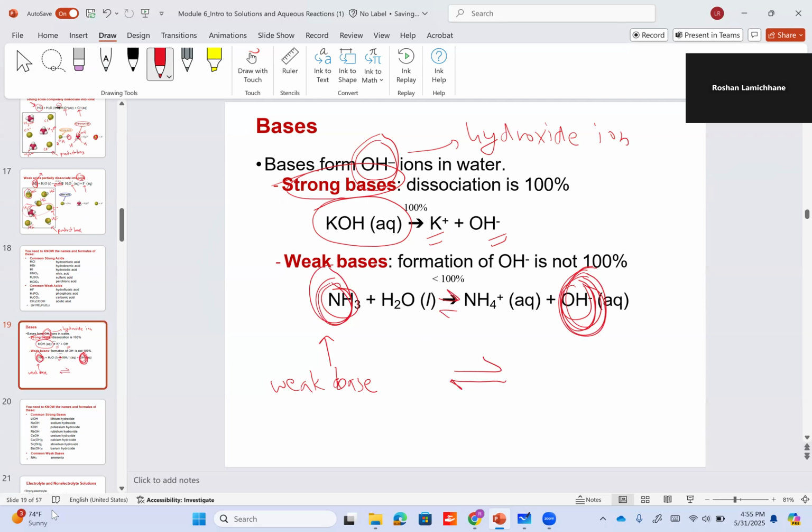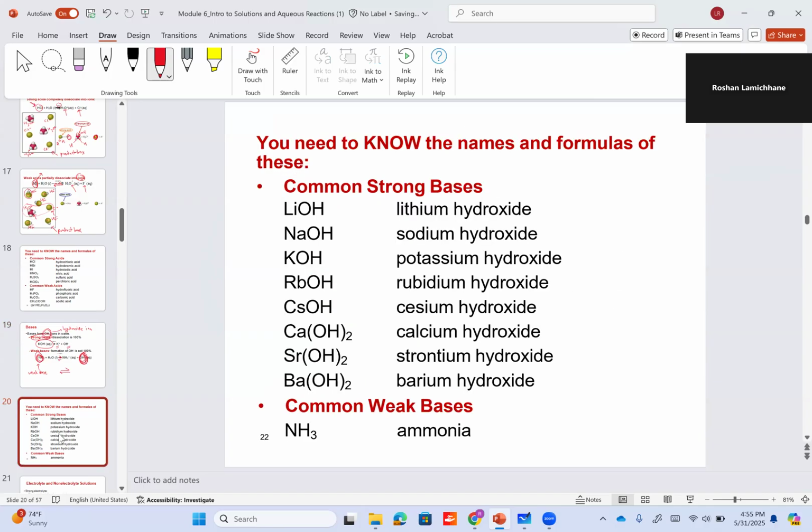And these are the lists of the strong bases and the weak bases that you have to memorize. And again, if you look at these, most of them, for example lithium, sodium, potassium, rubidium, cesium, are group 1A metals, right? So the hydroxides of those metals are considered strong bases. And then calcium, strontium, and barium are your group 2 metals.